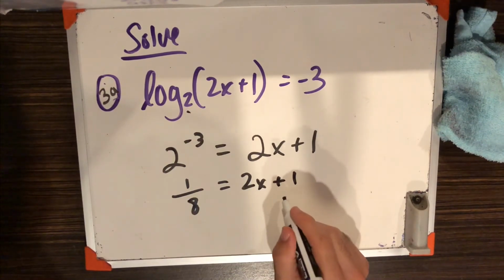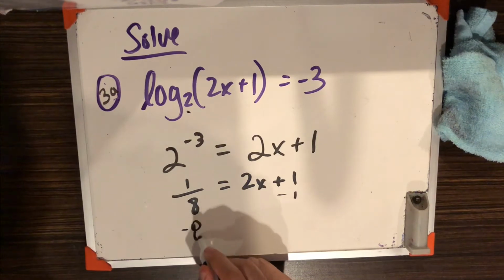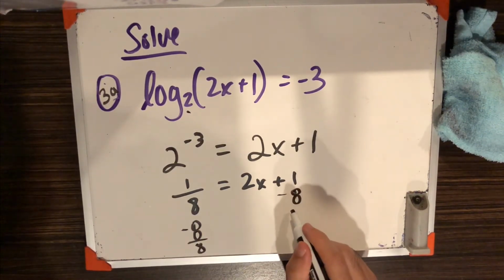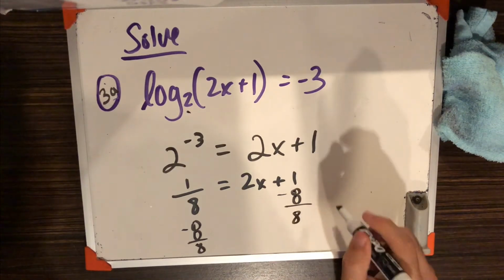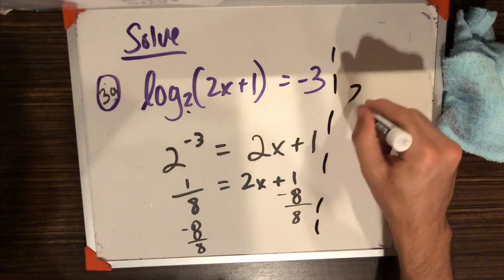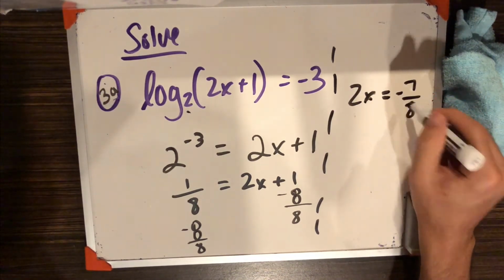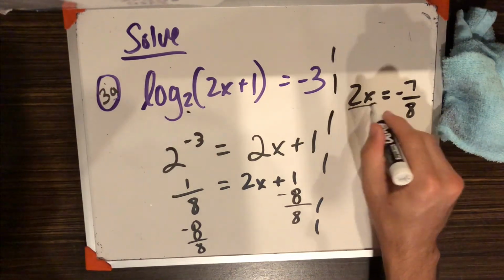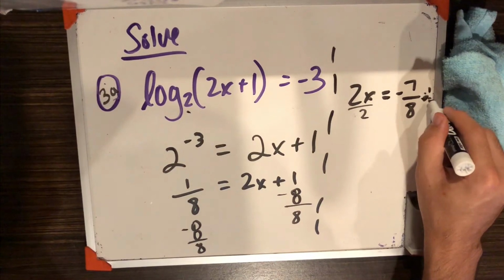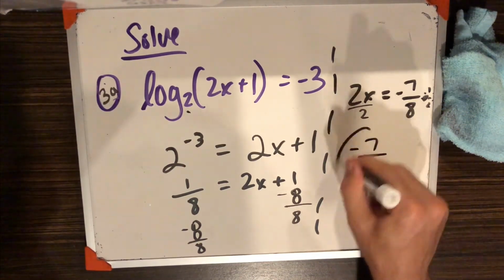This is going to end up being a fraction, so minus 1, let's call that 8 over 8. Okay, so that means 2x is equal to negative 7 over 8. I divide by 2, I'm going to multiply by 1 over 2. So negative 7 over 16 would be your final answer.